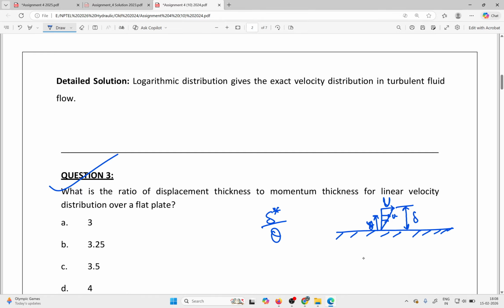So how will I write this linear relationship? So capital U by delta is equal to small u by y. So from here you can write small u by capital U equals y by delta. So this is your linear relationship. Now you just try to calculate which option will be correct.